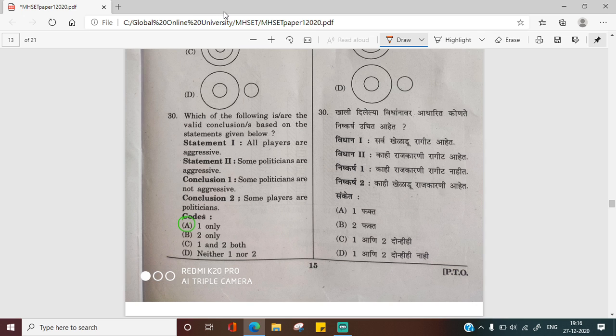Which of the following is or are valid conclusions based on the statement? All players are aggressive.